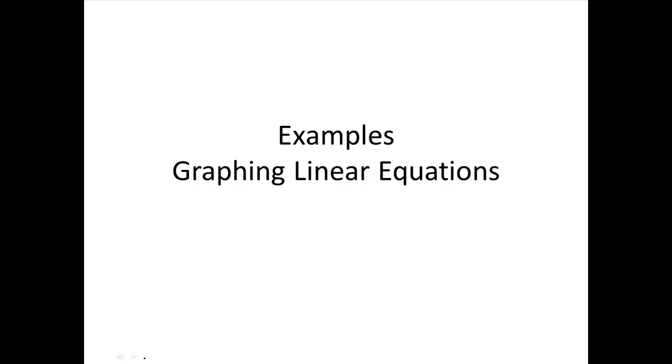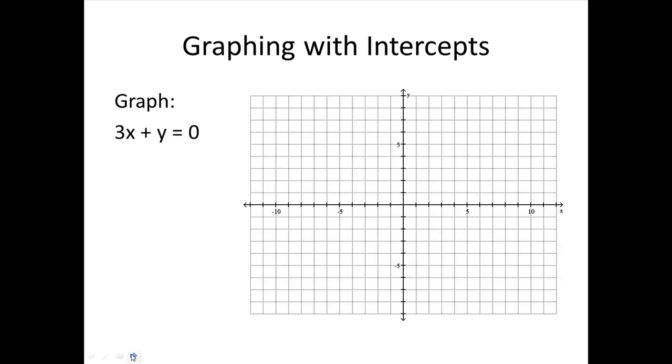Let's take a look at graphing linear equations in a rectangular coordinate system. We'll do a few examples of different types of problems. In this first problem, we're graphing with intercepts, which means we're going to plug in 0 for x and solve for the corresponding y. Then we'll plug in 0 for y and solve for the corresponding x.